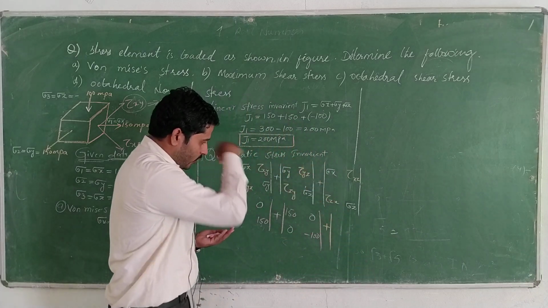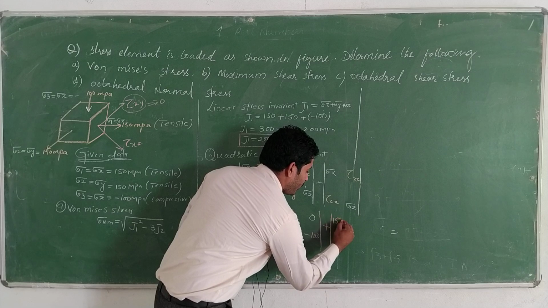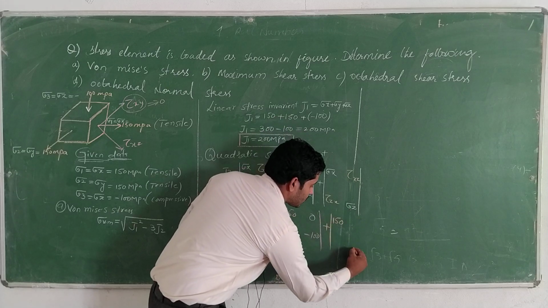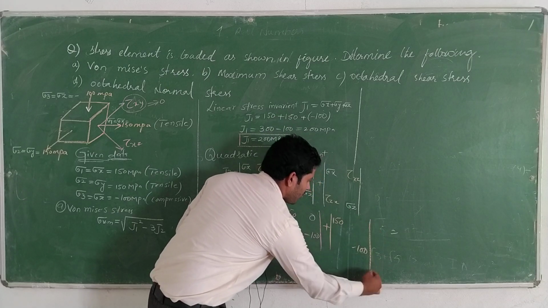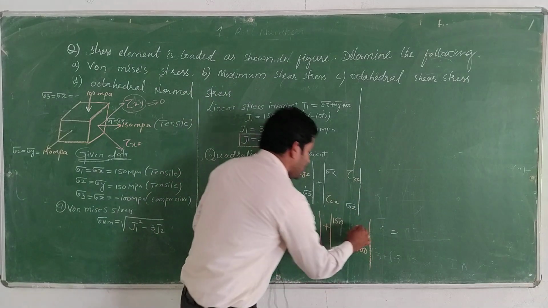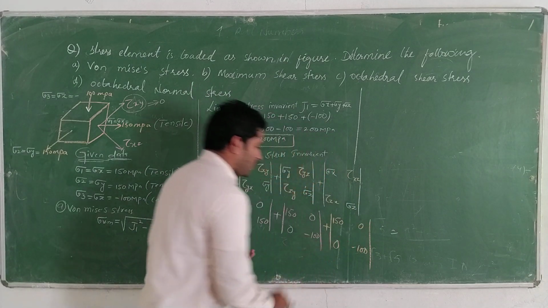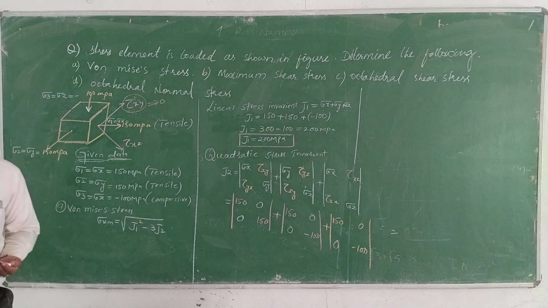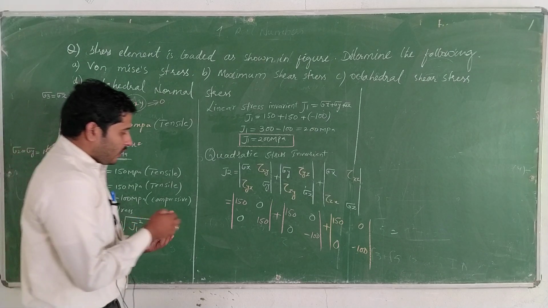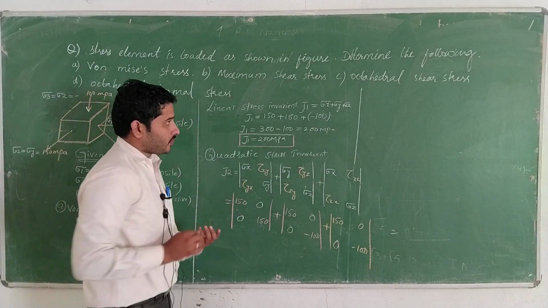Okay, sigma x value is 150, sigma z value is minus 100, tau xy value is 0 and 0. Any confusion up to here? No confusion. Again you need to multiply this term.